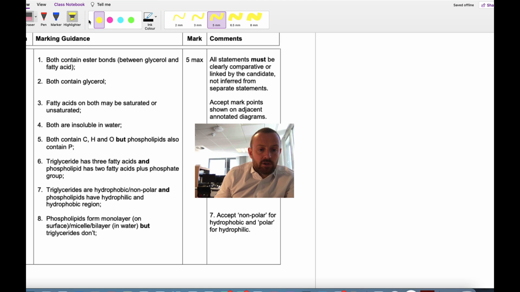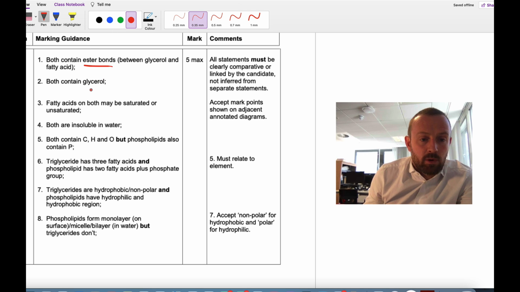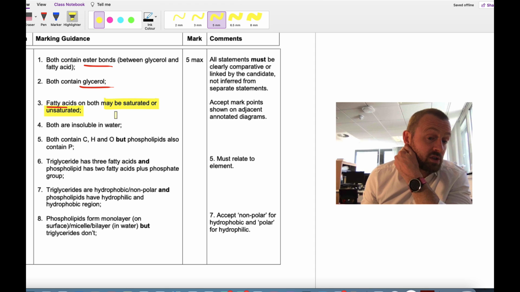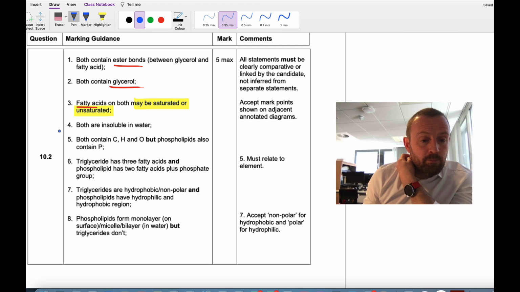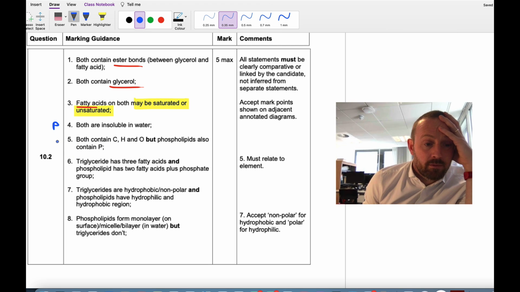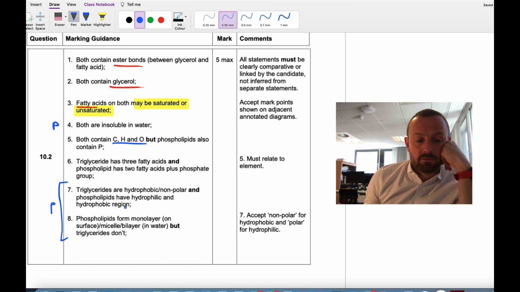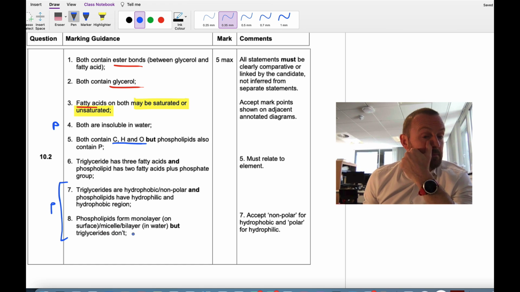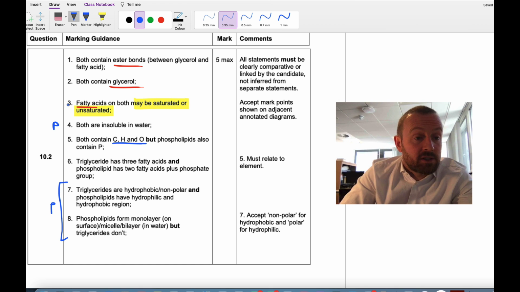Okay, let's look at all the different things you could have said over here. All right, so similarities, ester bonds, glycerol, fatty acids. I don't know if you have to say this bit, maybe saturated or unsaturated, probably should have said. Okay, properties. This is a properties mark. Both are insoluble in water. What atoms there are in them? That's interesting. This is a difference mark. Yeah. Okay. So this is the property stuff that I was kind of thinking here. Triglyceride is hydrophobic, whereas the phospholipid has hydrophilic and hydrophobic regions. And then this is the micelle bilayer thing.